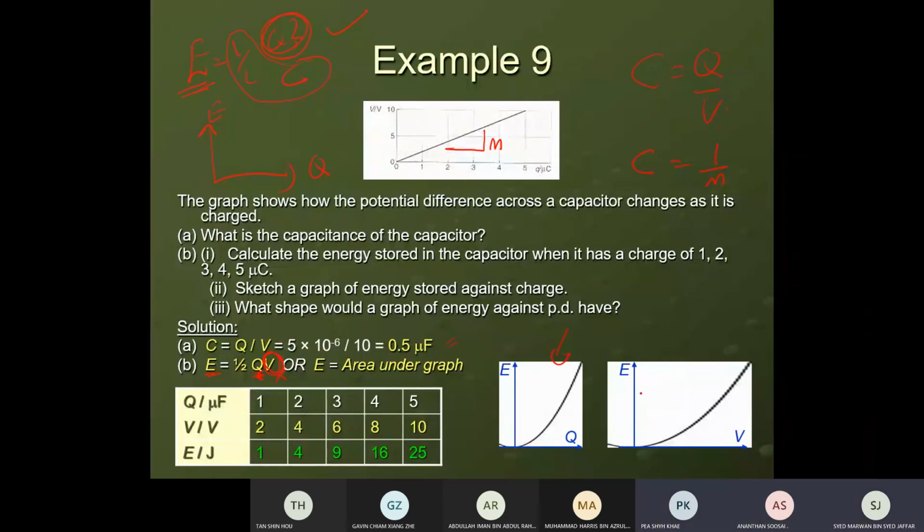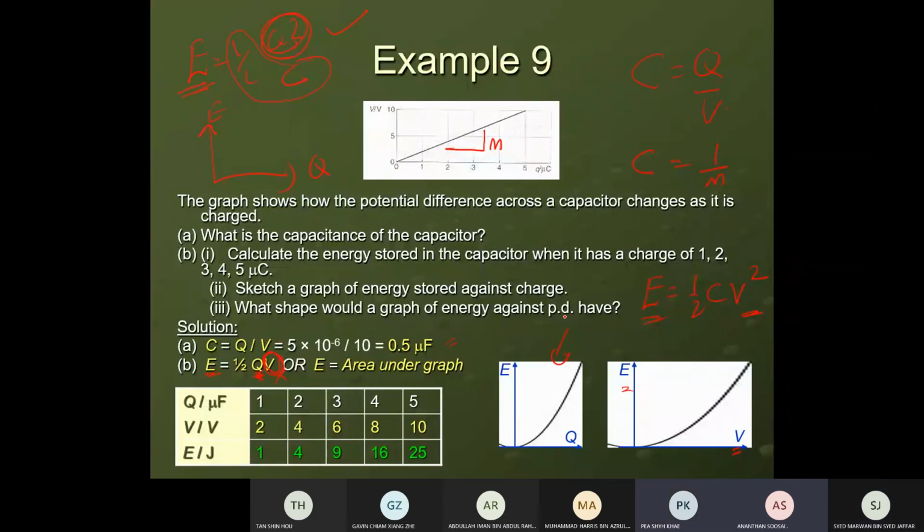Okay. How do you plot E versus V? What formula do you use to plot E versus V? Which energy formula is to be used? E equals half CV squared. I think always use the one with C. C is constant, so when you plot E versus V, you get a quadratic. E versus V is also quadratic.